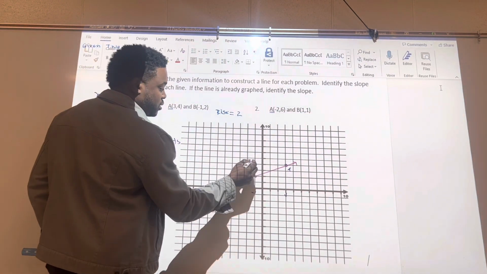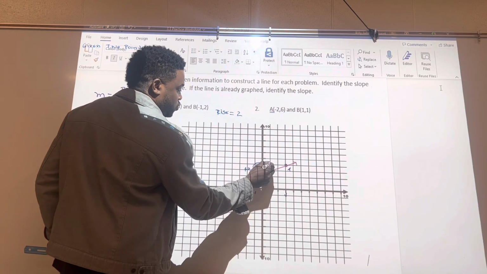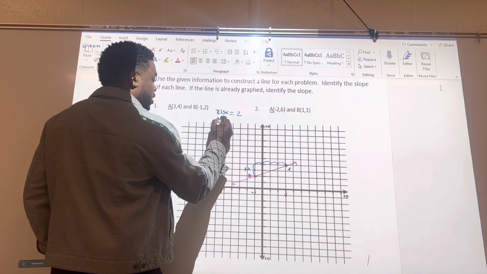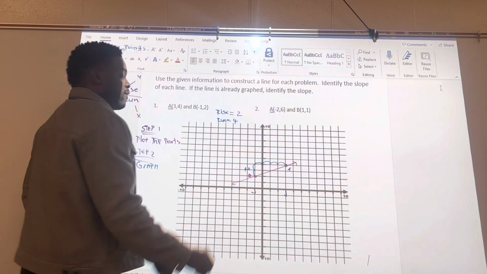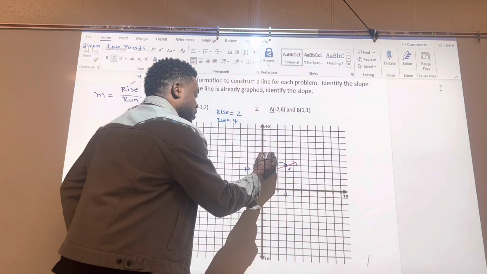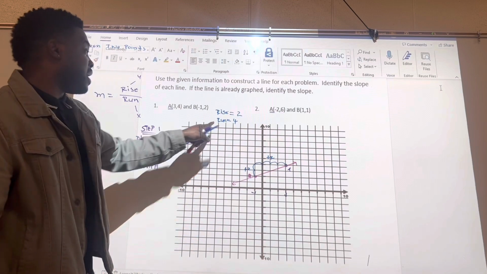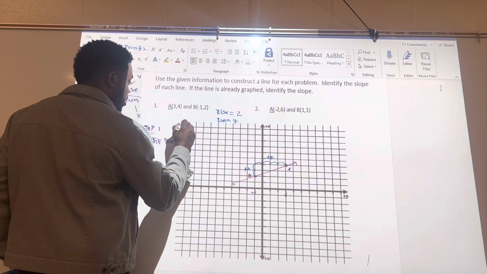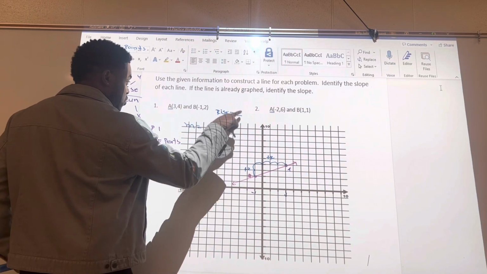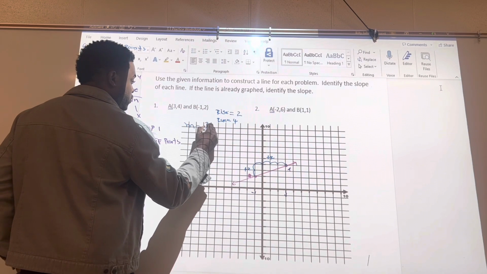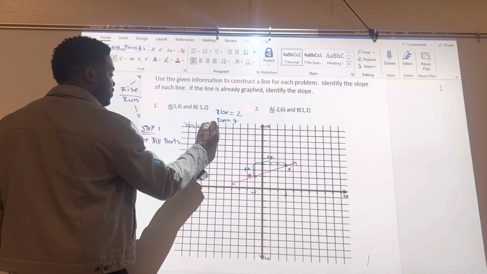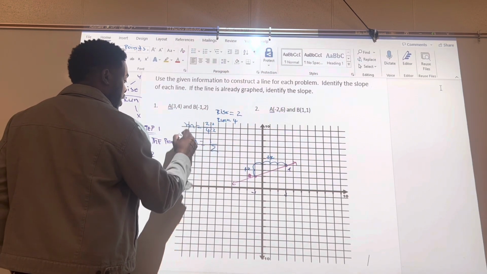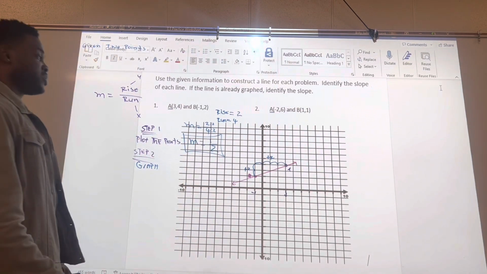So now I need to run. I'm running 1 unit, 2 units, 3 units, and 4 units. So which means that my run is equal to 4, positive 4. So I could go ahead and say my slope M is equal to rise over run, which is 2 over 4. Now I can simplify. If I simplify by 2, I get M is equal to 1/2. So therefore my slope is 1/2.